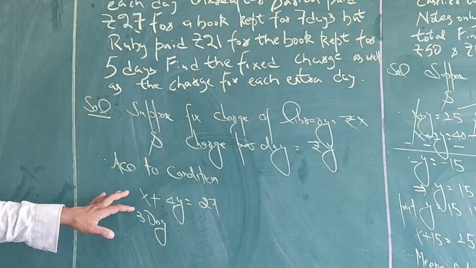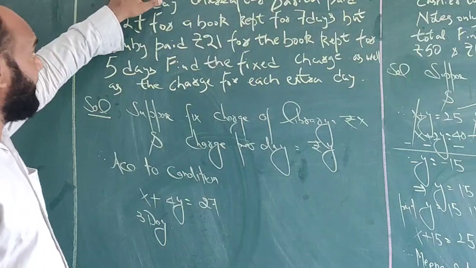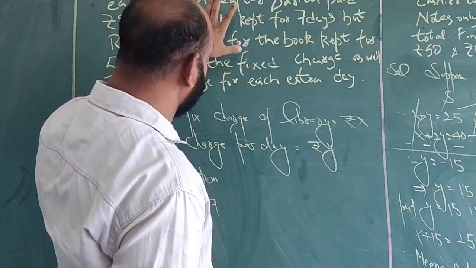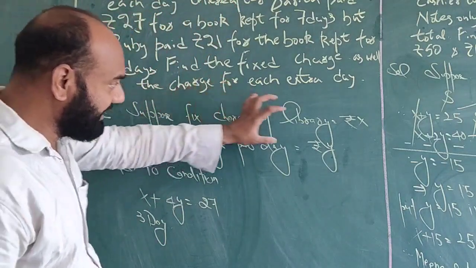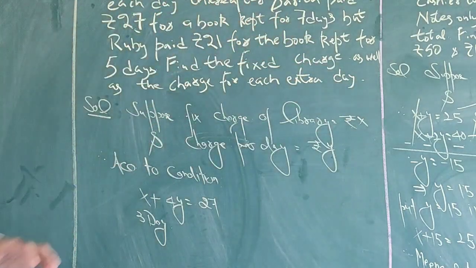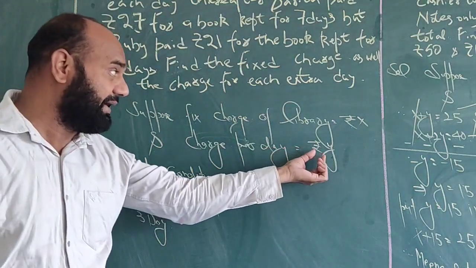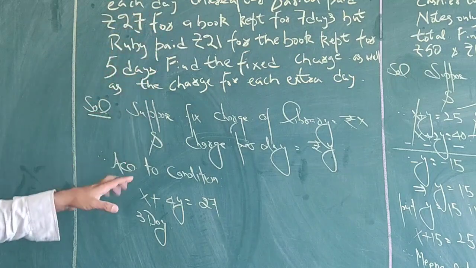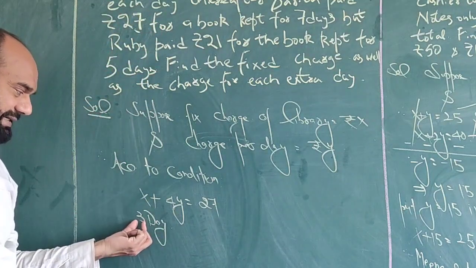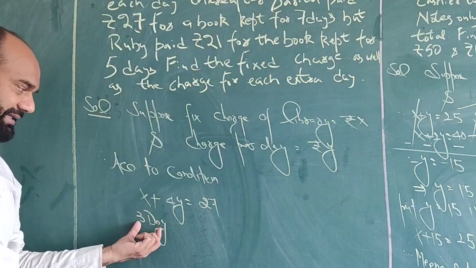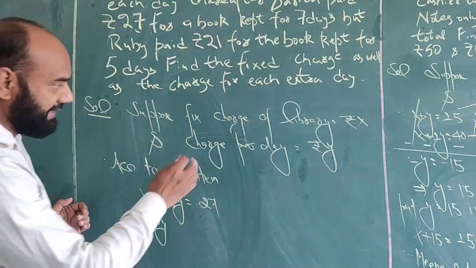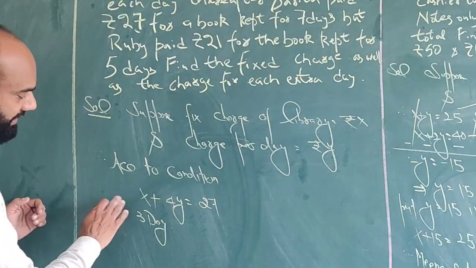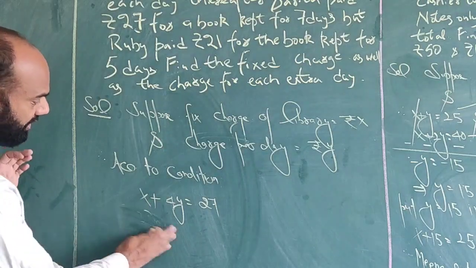It is clear for our students, because it is given that a lending library has a fixed charge for the first 3 days, and we assume the fixed charge for the 3 days is x, and the additional charge per day is rupees y. When Sarita kept a book for 7 days, it can be written as x plus 4y, because x is the fixed charge for 3 days and for another 4 days, when the charge per day is y, the charge is 4y. Therefore, x plus 4y is equal to 27.